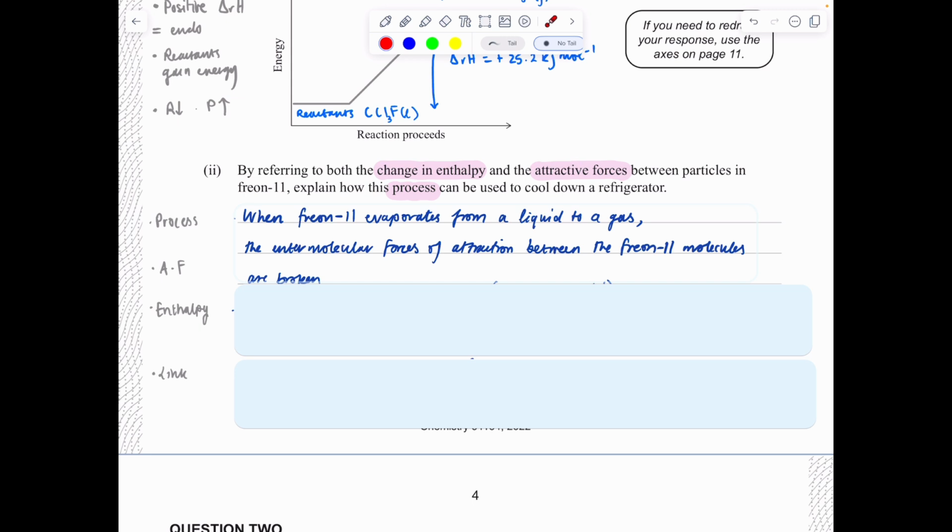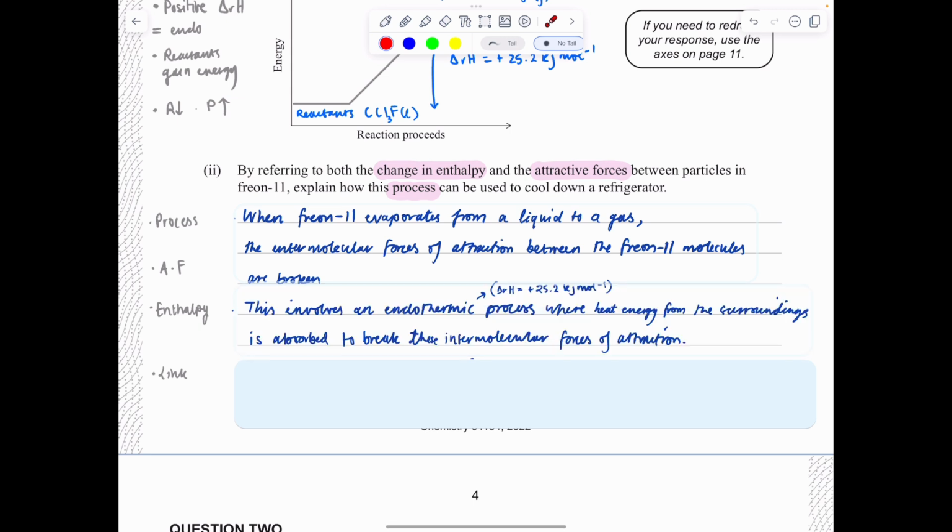Okay, so tick, tick. The next part I need to talk about is the enthalpy. So what have I written? The enthalpy involves an endothermic process. Enthalpy is referring to either an exothermic or endothermic process. So in this case, this involves an endothermic process where heat energy from the surroundings is absorbed to break these intermolecular forces of attraction, okay?